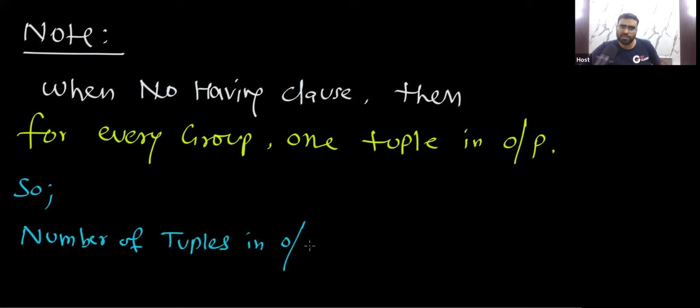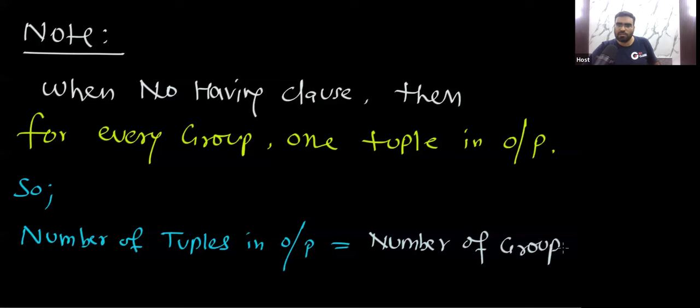So the number of tuples in the output will be equal to the number of groups. But here one thing you have to take care of. Before creating the groups, will you apply the tuple selection condition? Will you apply the where clause or not? Yes, of course. First you will apply the where clause, then grouping will happen.